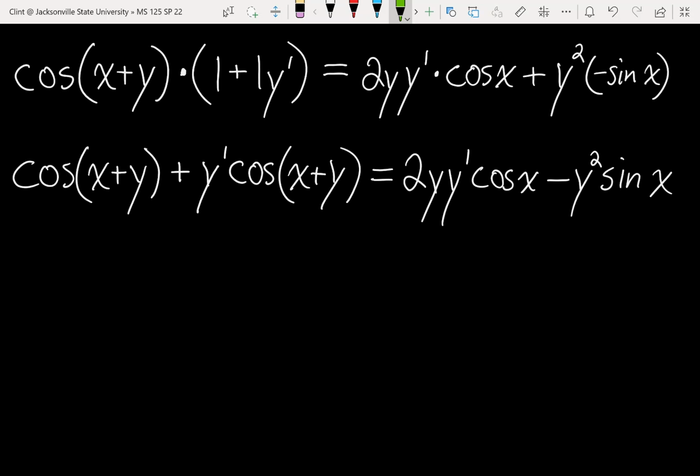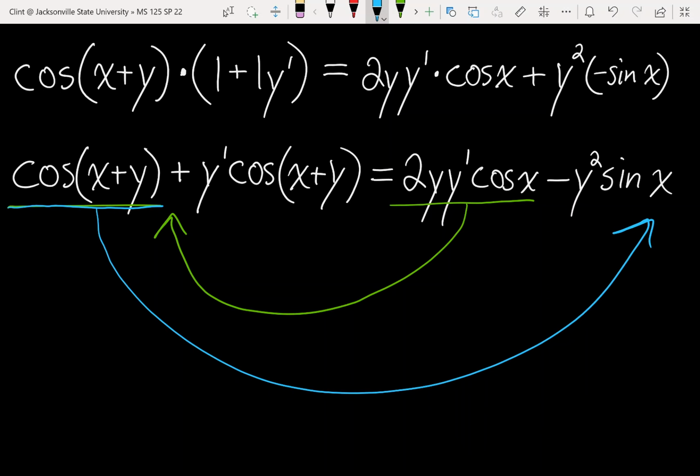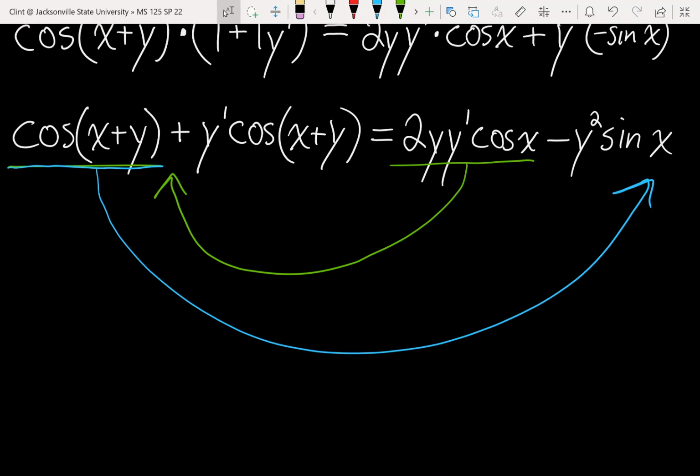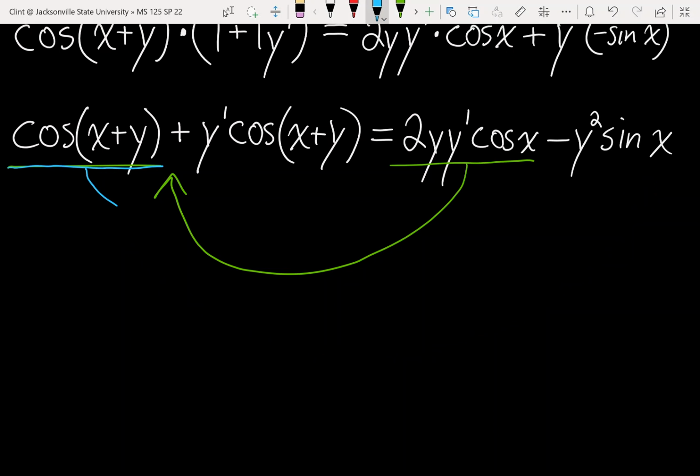I'm going to take the 2y y prime cosine x and subtract it from both sides. And then I'm going to take the cosine x plus y, subtract it from both sides so it moves over. So, got a little crazy there.